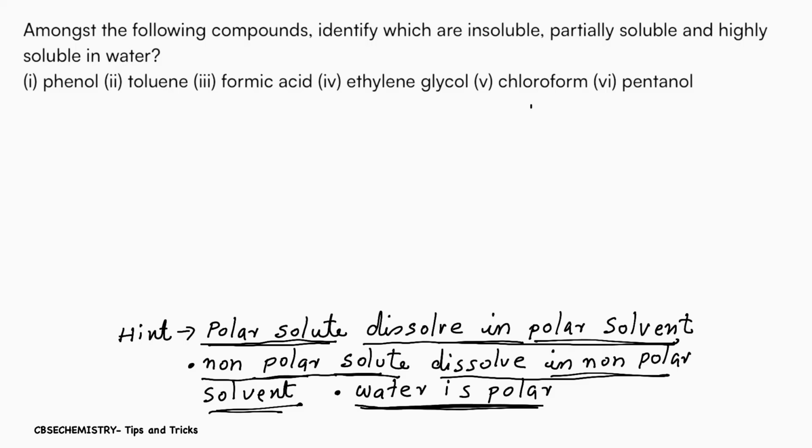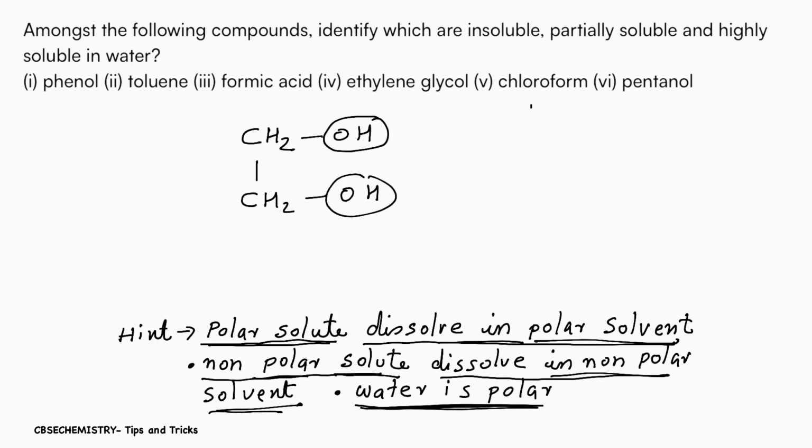Next is ethylene glycol. Ethylene glycol is this one. This is the structure of ethylene glycol. You can see that 2 OH groups. Due to the presence of 2 OH groups, due to the presence of 2 polar groups, it will definitely dissolve in water. So you can say highly soluble in water.